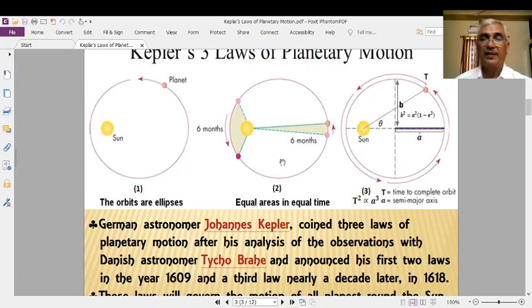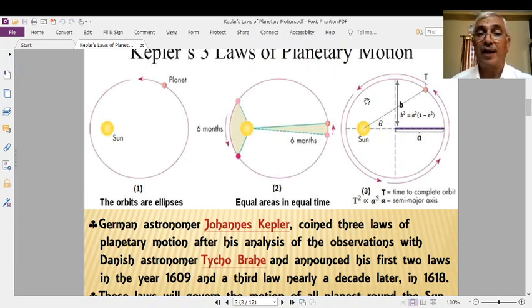The second law states that while a planet revolves around the Sun in an elliptical orbit, it sweeps equal areas in equal intervals of time. It covers equal areas in equal intervals of time. The third law states that the square of the period of revolution of a planet is directly proportional to the cube of the semi-major axis.